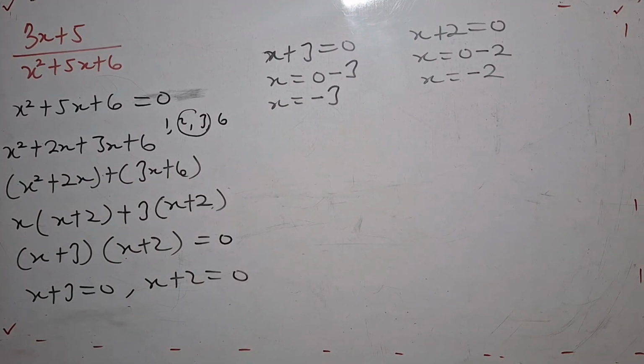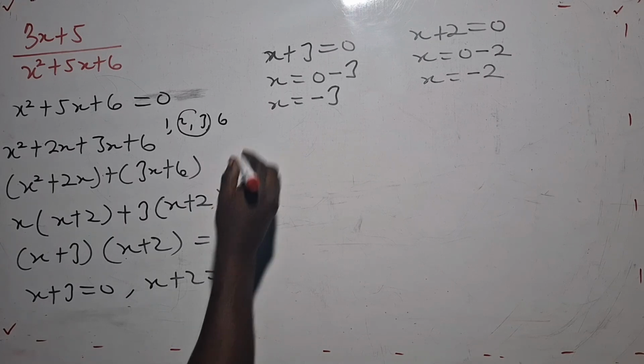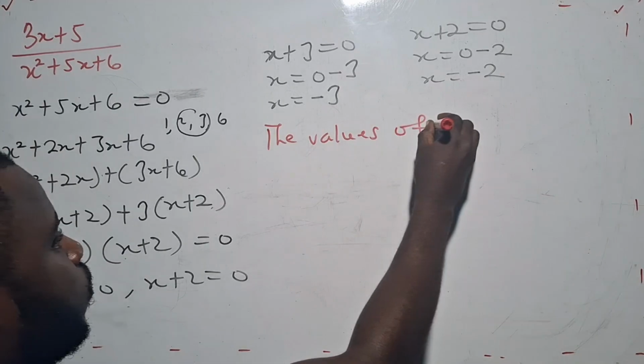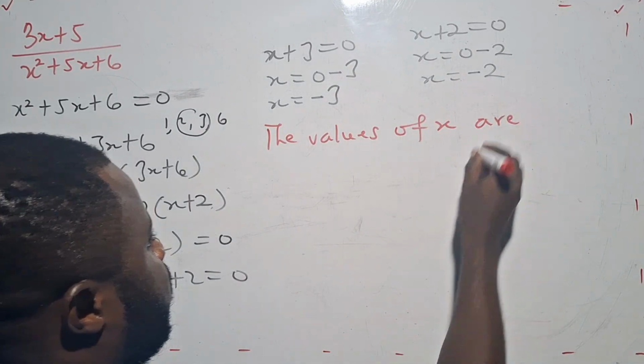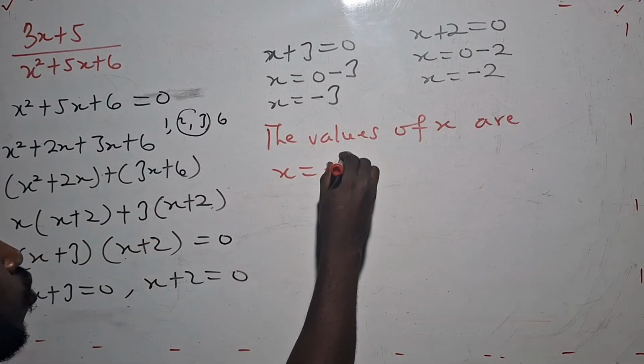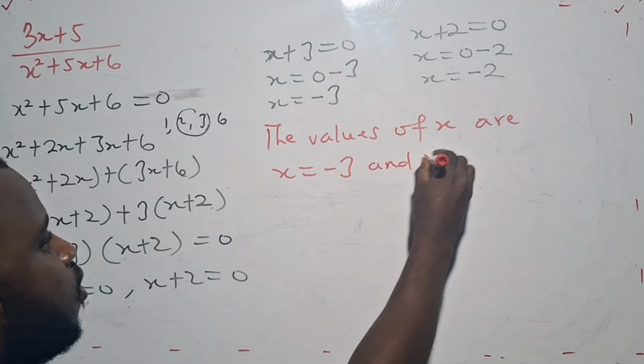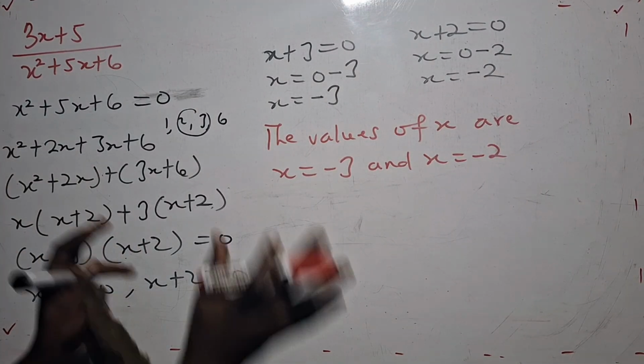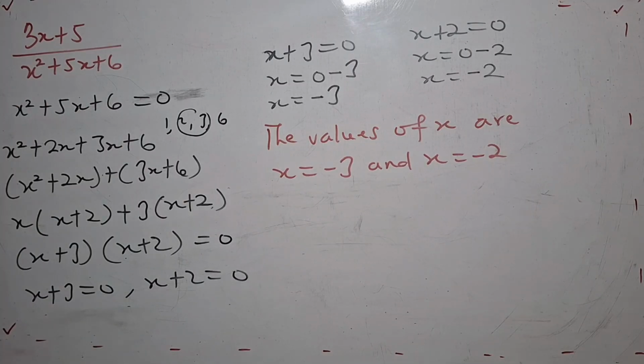So they say we should find the values. It means we are expecting more than 1 answer. So the values of x are x is equal to -3 and x is equal to -2. So these are the values that will make this expression undefined.